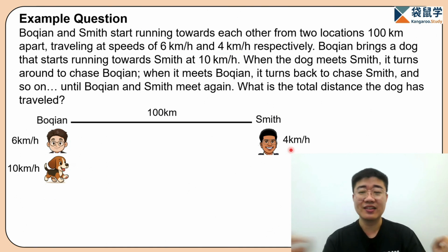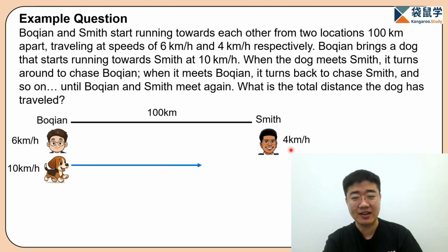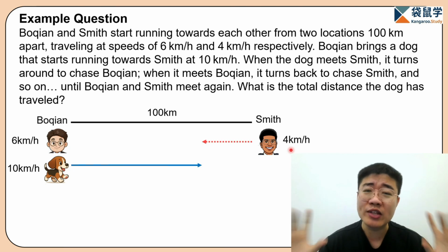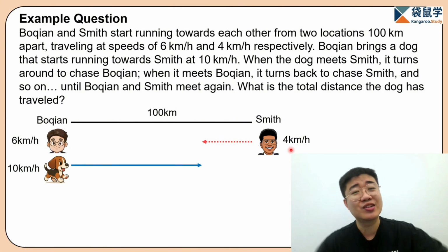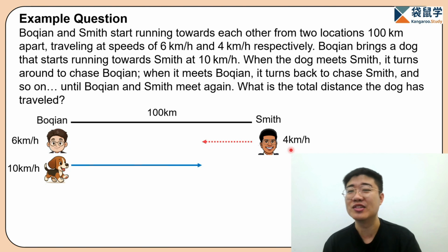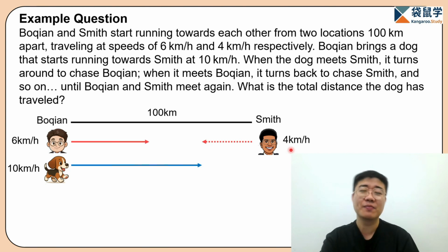At first, Teacher Smith and the dog travel towards each other. So they are going to meet at some point along the line here. At first, the dog and Teacher Smith are going to meet each other. Now my next question for you is, where is Teacher Chen now? Has Teacher Chen met Teacher Smith yet? No, definitely he has not met Teacher Smith yet, because Teacher Chen is traveling at a slower speed compared to the dog. So he is somewhere behind the dog.